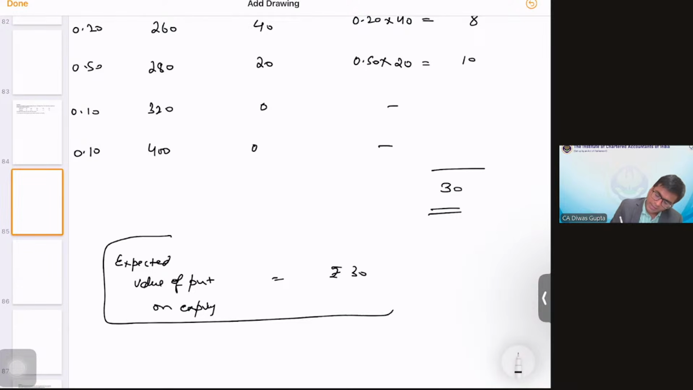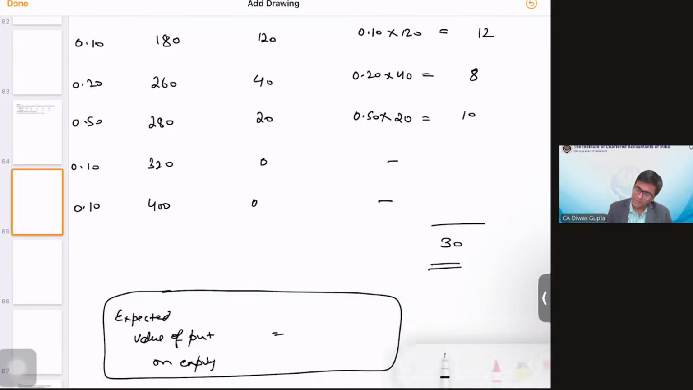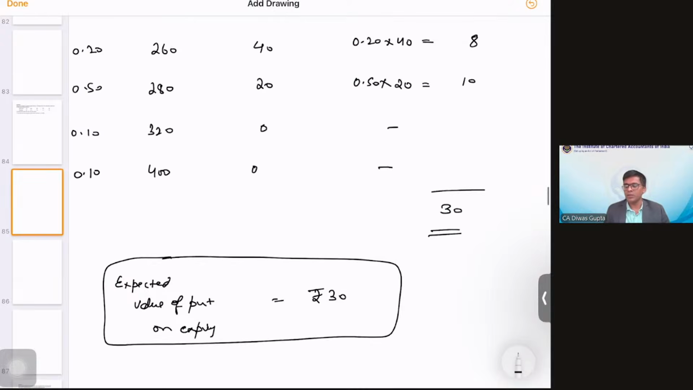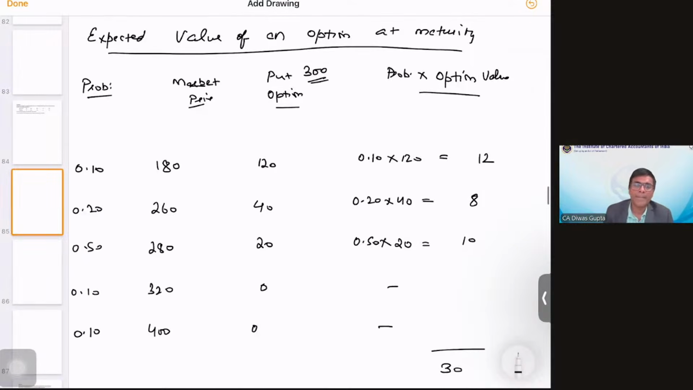The answer is simple and easy. This is what they have asked us, right? What is the expected value of the option on expiry? So we have just calculated it simply using the basics. Clear, students? Clear. Perfect. Let's go to question number 2.